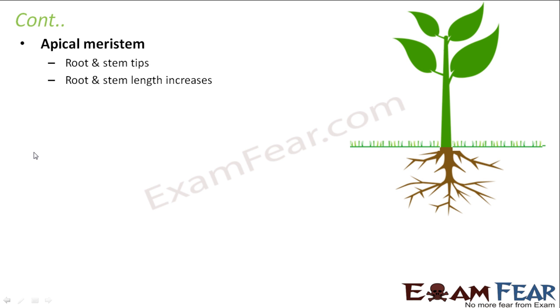As the name suggests, it is present at the apex, that is at the tips. So it is present at the root and stem tips, so it results in root and stem length increase. This meristem will actually result in growth of the plant, be it primary growth or secondary growth. It is present at the tip of the stem and also at the tip of the root. Therefore it will cause an increase in length of the root and an increase in length of the stem. So it is actually causing a primary growth, right?